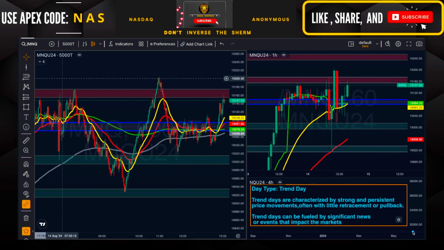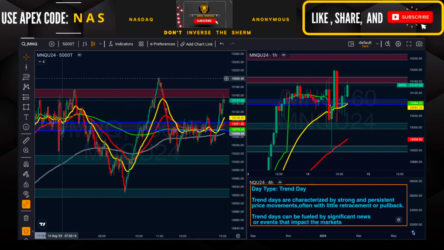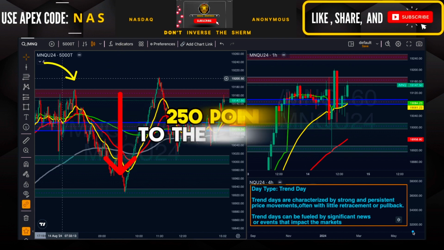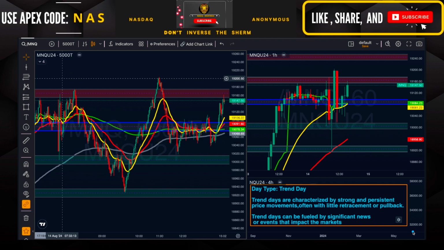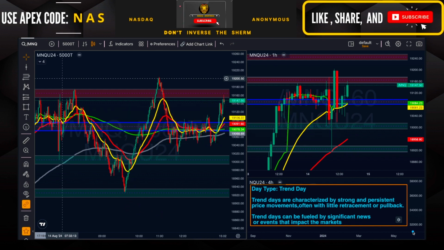During the overnight session, the Nasdaq opened and traded in a 60-point range that we discussed in last night's NA meeting. However, once the news was released, the market swept the liquidity above and below this range, and the market sold off 250 points to the downside, taking out CPI's lows. And once the bears failed to rotate price lower and the bulls found support, the market rallied 278 points to the upside, taking out CPI's highs, where the market sold off and traded in a bearish range. And towards the close of the session, we did see a bounce and price closing above this range.